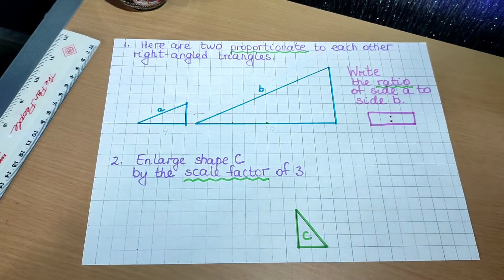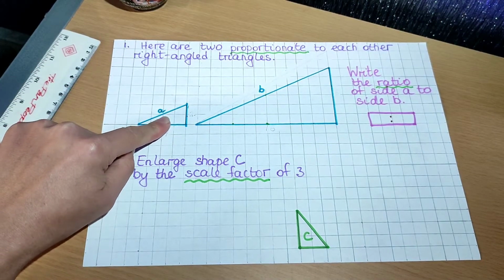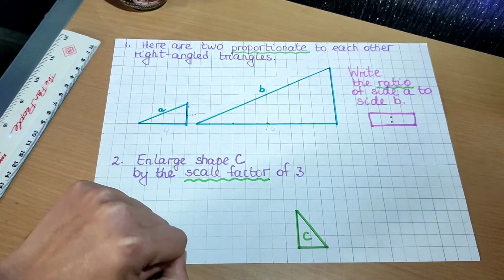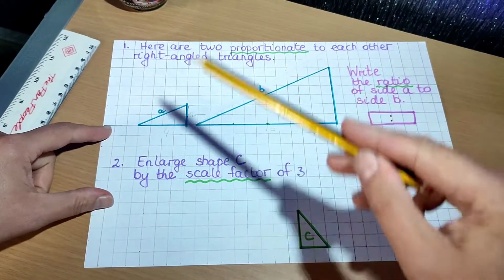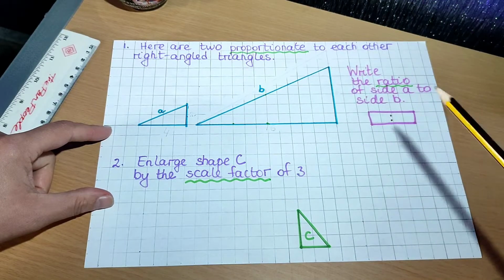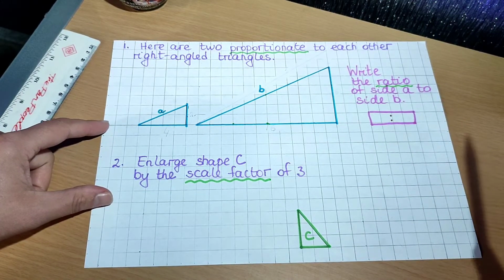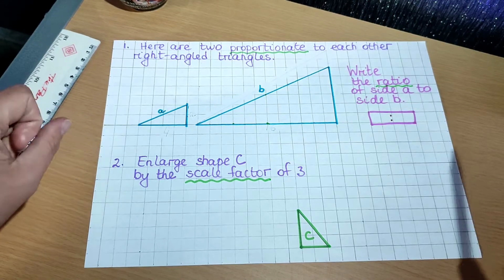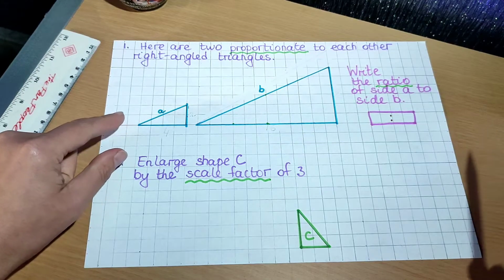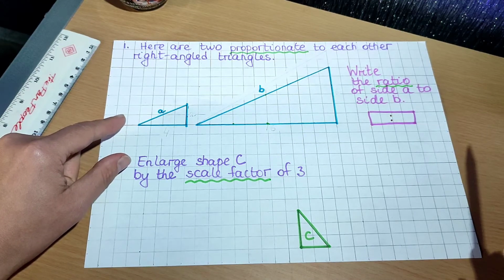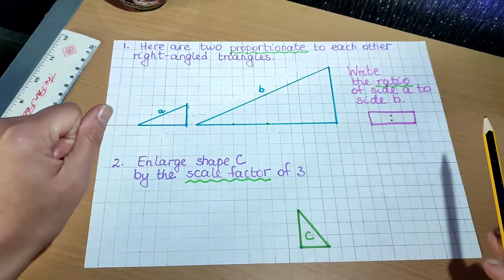Here are two proportionate right-angled triangles. So a little one and a larger one. Write the ratio of side A to side B. I will explain to you what a ratio is in a little bit. Let's compare these triangles first. Let's have a look. How many times larger is this triangle than this triangle?